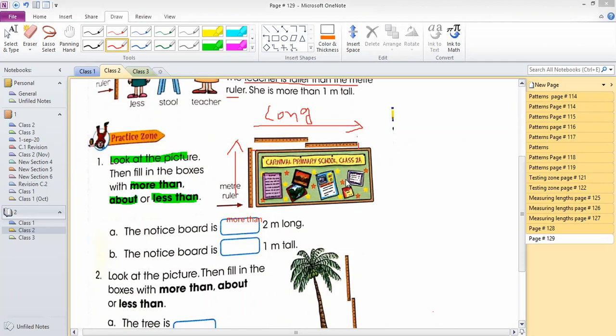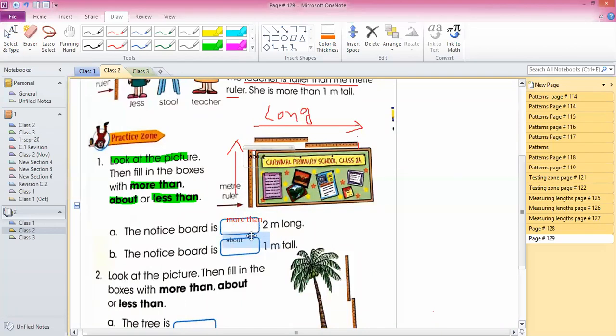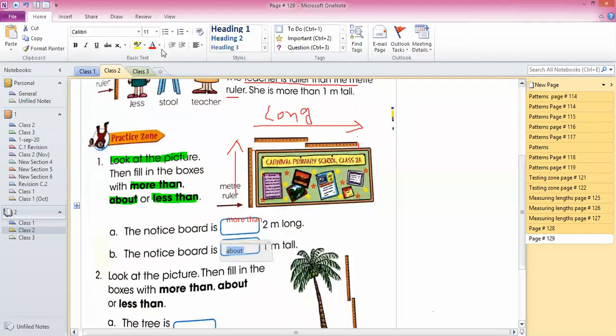About. About, very good. Very good. So you will write, it is about 1 meter tall. It is about 1 meter tall.